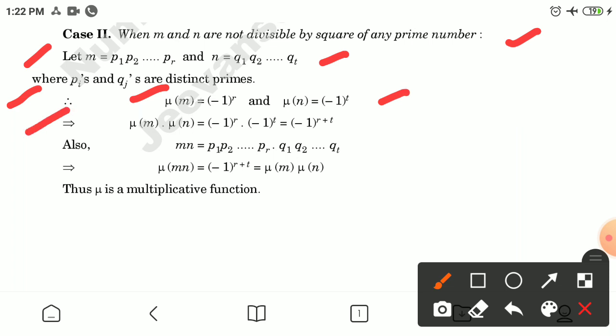This implies mu(m) into mu(n) is equal to (-1) raised to power r plus t. Also, m into n is equal to p1 into p2 into so on pr into q1 into q2 into so on qt. This implies mu(mn) is equal to (-1) raised to power r plus t, which is equal to mu(m) into mu(n). Thus, mu is a multiplicative function.